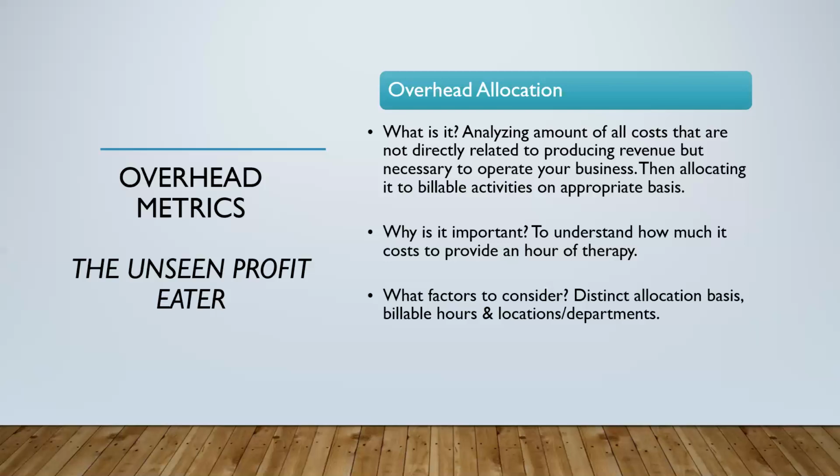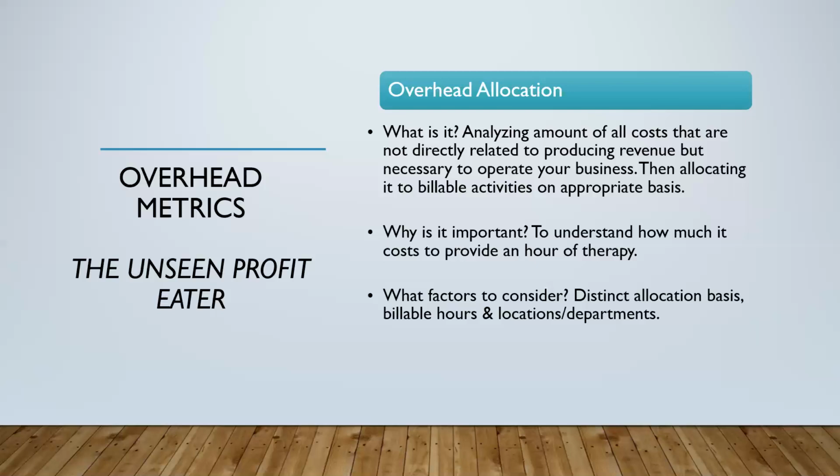Well, you should consider a distinct allocation basis. Maybe you want to just take all the overhead, if you've got a very simple home-based therapy practice, and divide it by billable hours. If you have multiple locations or departments, or you're doing home-based and clinic-based, or if you have speech therapy, you're going to want to allocate the overhead out appropriately.